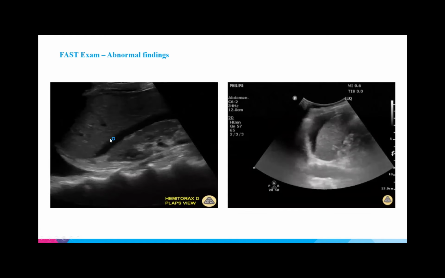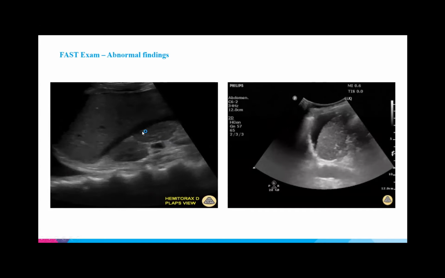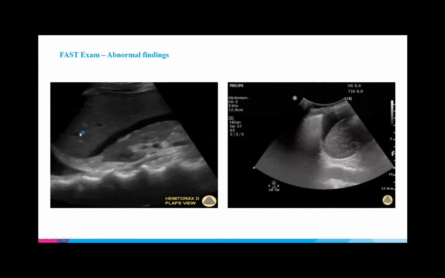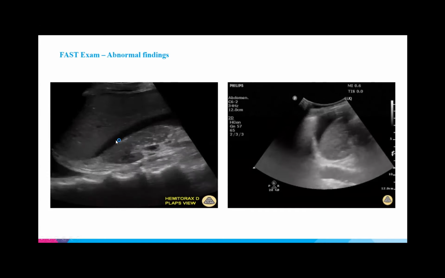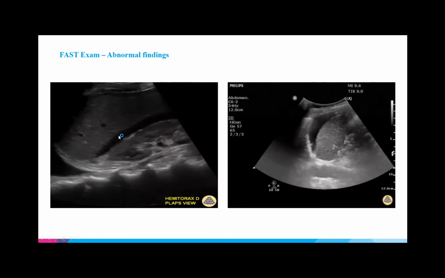Yeah, perfect. So there's definitely fluid in the hepatorenal recess, right? So you have your kidney down here, and then you have your liver up here, and then you can see this rim of black. And so that's free fluid.